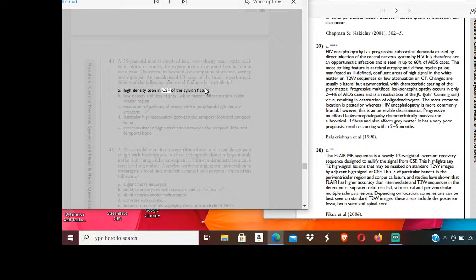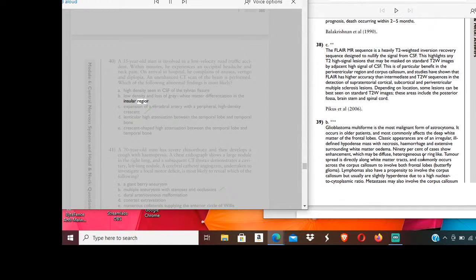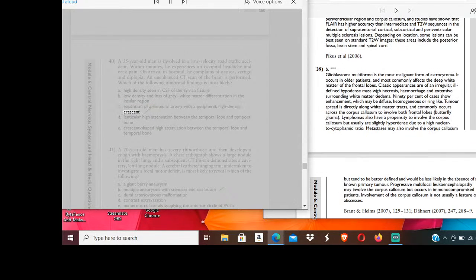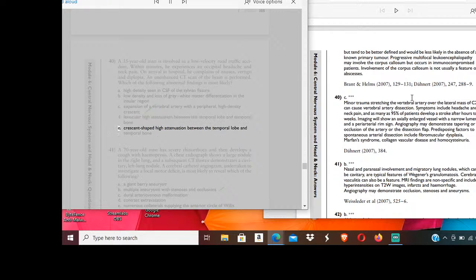A. High density seen in CSF of the Sylvian fissure. B. Low density and loss of gray-white matter differentiation in the insular region. C. Expansion of a vertebral artery with a peripheral, high density crescent. D. Lenticular high attenuation between the temporal lobe and temporal bone. E. Crescent-shaped high attenuation between the temporal lobe and temporal bone.